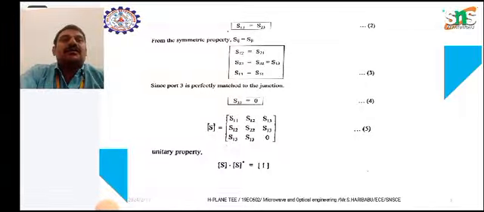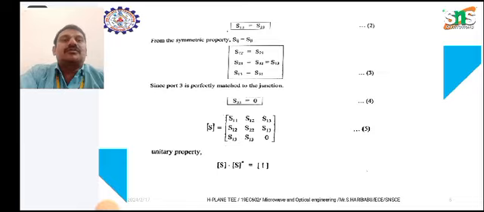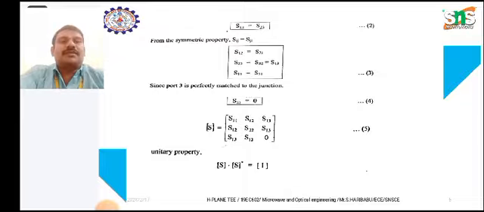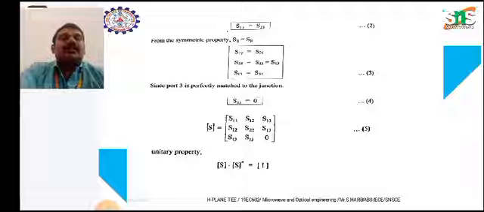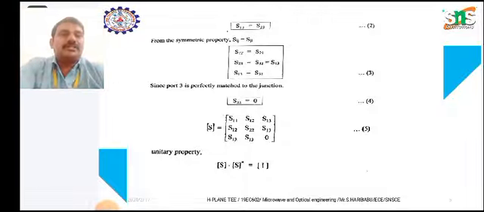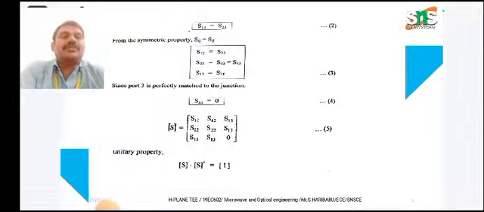By this we are seeing the symmetric property, Sij is equal to Sji. We already know the symmetric property: S12 is equal to S21, S23 is equal to S32, and S13 is equal to S31. For a perfectly matched junction, S33 is equal to 0. In the 3 cross 3 scattering matrix, substituting that, we get equation 5. By the unitary property, we have S into S transpose equal to I, that is the unitary matrix.